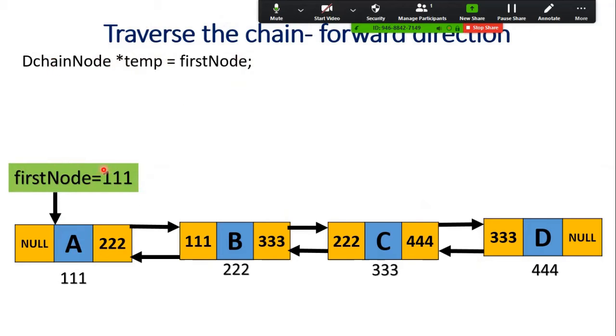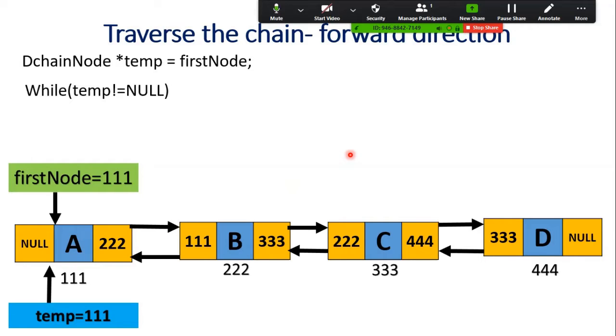What is the first node address? 111. That is copied to the temp pointer. Now temp is pointing to the first node, that is the A node. Next, I will go with one while loop: while temp is not equal to null. Is temp not equal to null? Yes. What is the temp value? It is 111. Temp value is not equal to null.